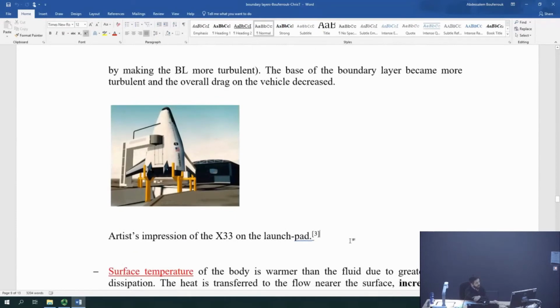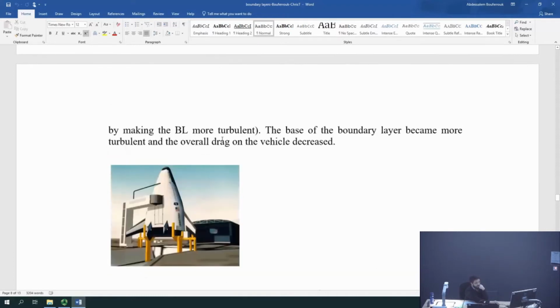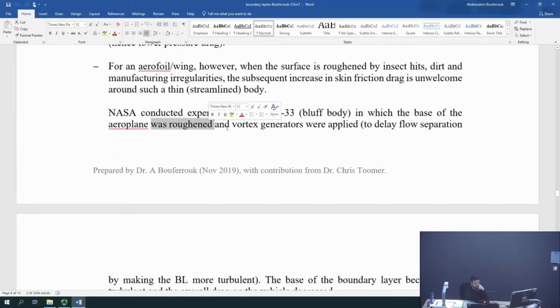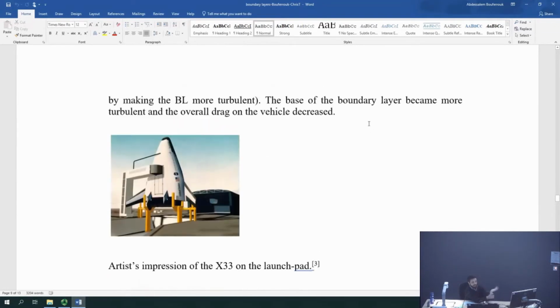Here's an artist's impression of the X-33. You can read more about it. This is clearly a bluff body, which is prone to a lot of flow separation, i.e. a lot of pressure drag. So it makes sense to use things like roughening the surface on purpose, or using vortex generators that create a more turbulent boundary layer, which is more resistant to flow separation, okay? But they will probably come back and tell you, that's fine and good, but in doing so you're also increasing the skin friction drag. But the hope is, by thinking about both pressure drag and skin friction drag, you get to a sweet spot where the overall drag is hopefully reduced, okay?